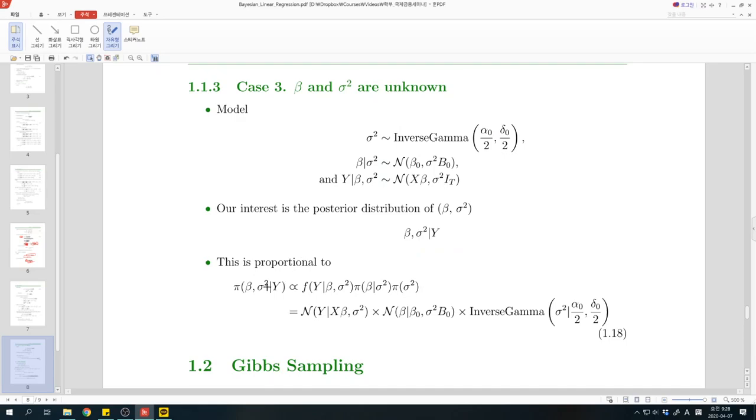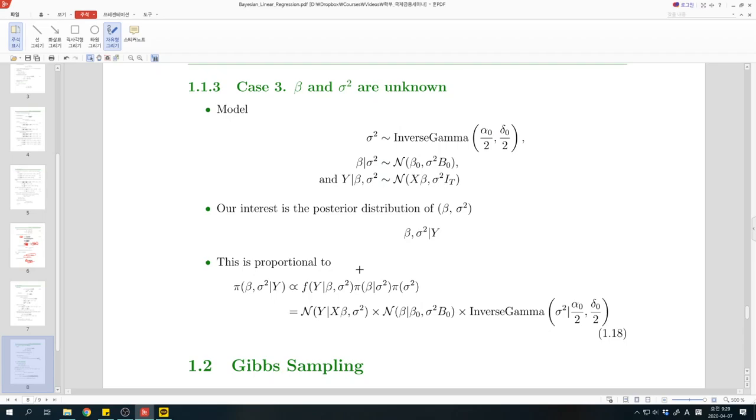So to figure out its posterior distribution, what do we have to do? As always, we just try to compute its posterior density using Bayes rule. According to the Bayes rule, this posterior density is proportional to the likelihood and prior. This is our joint prior for beta and sigma square.